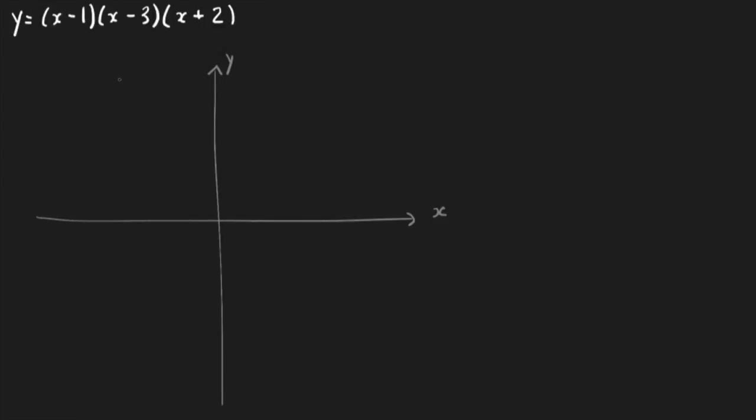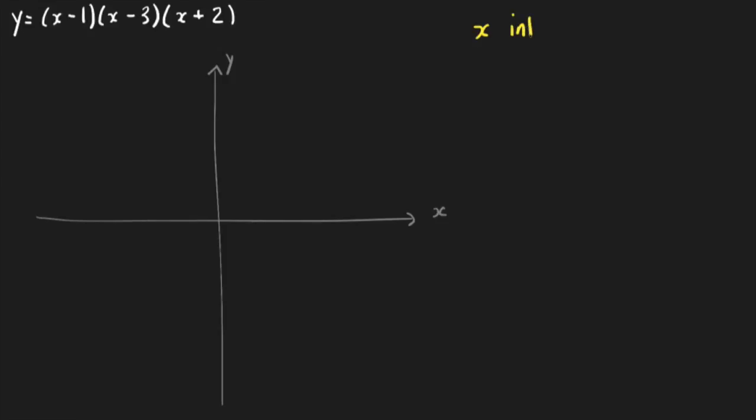Let's look at a couple examples of how to sketch cubics. So we've got a cubic here and it's already factorized for us. Normally you might have to factorize it yourself using the factor theorem and polynomial long division, but in this case it's already done for us. So to sketch this we need to find the x and y intercepts.